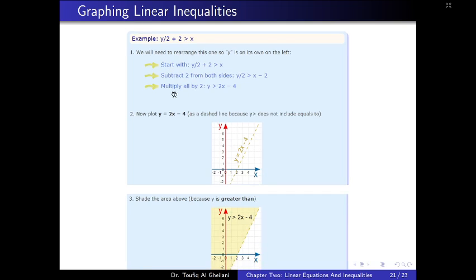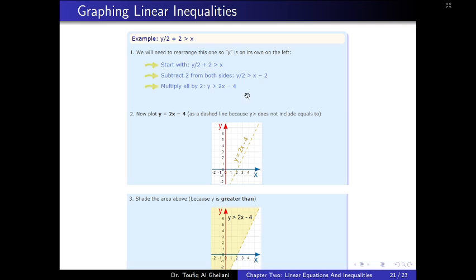Let's take this example. y over 2 plus 2 greater than x. So here y is not alone. So we transfer the 2 to the other side, so it will be y over 2 greater than x minus 2. Now I would like y alone. I will multiply both sides by 2, so y will be greater than 2x minus 4.